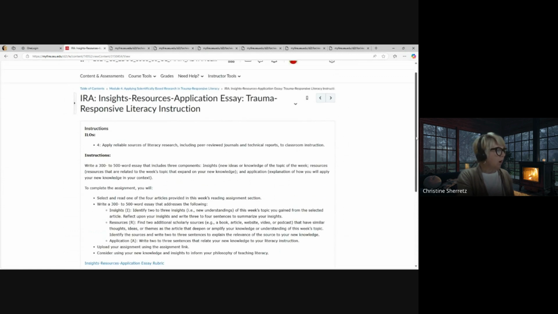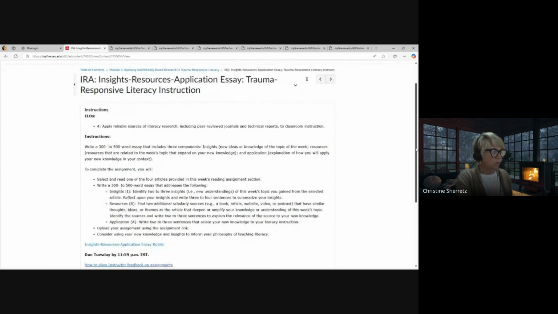And then you're going to do your IRA: insights, resources, and application, a 300 to 500 word essay. Insights are new ideas on the topic, resources are related and expand your knowledge, and an application: how will you apply it?